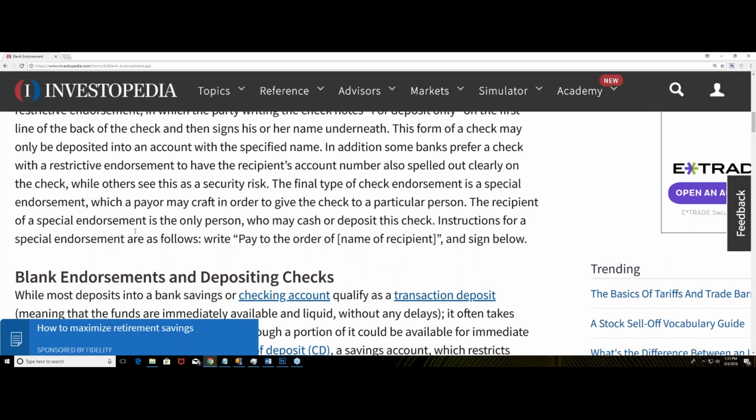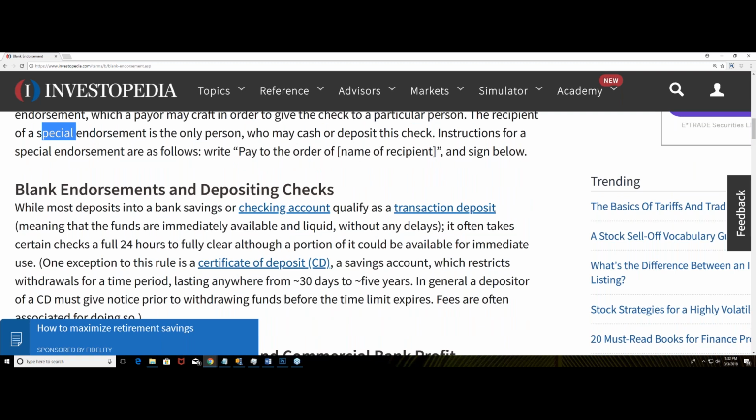The recipient of a special endorsement is the owner. They call it a special endorsement. That word "special" is always associated with something limited, or private, or a limited class of people. When you see the word "special" in law, you should always think private. A special endorsement doesn't mean private, but it can reference the private. You look it up in a Black's Law Dictionary, you'll see what I'm saying. With a special endorsement, the recipient is the only person who may cash or deposit this check. Instructions for a special endorsement are as follows: pay to the order of, name of the recipient, and sign below. That's a special endorsement.